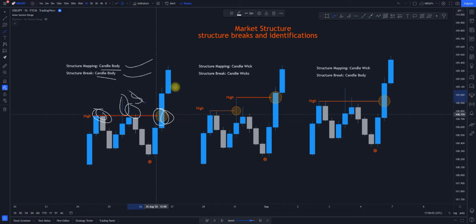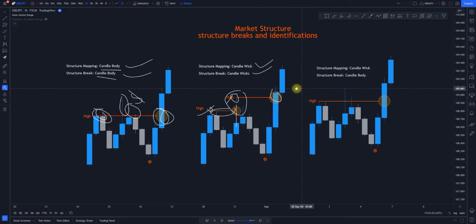Now when we come to type 2, we have structure mapping with a candle wick and structure breaks with a candle wick. Basically this means you are mapping your structure on top of a wick, and you are expecting price to break structure with a wick as well. Anytime you see a wick, even if the candle has not fully closed beyond the previous structure, you are saying that price has broken structure in your own view. So you can see I have a high here and another high here, indicating that price has broken structure, creating a new high, and this high is what you map to get this structure break as well.